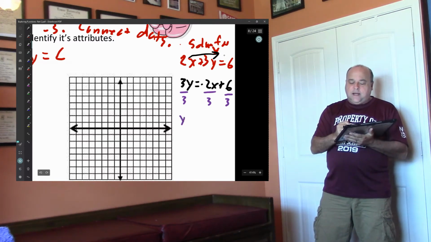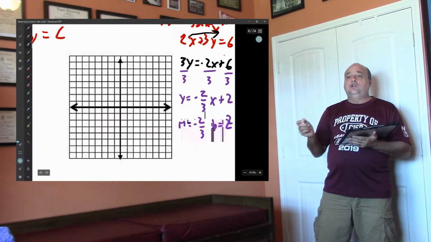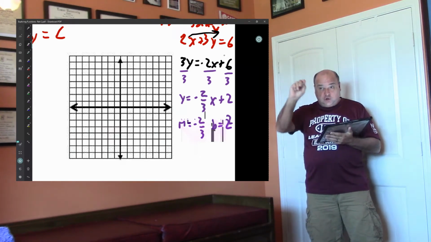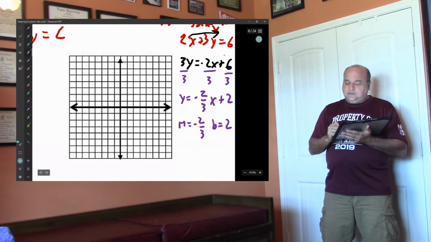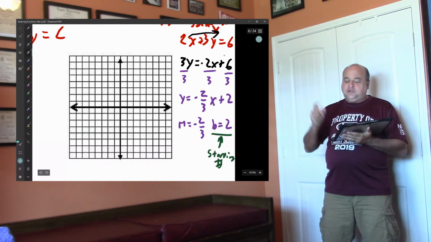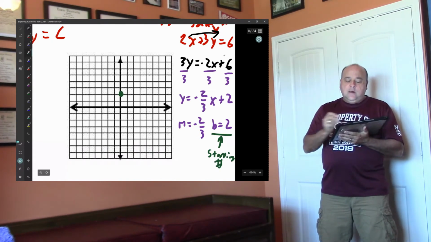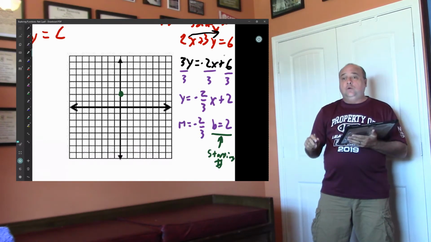I will end up with y equals -2 over 3x plus 2. That means my slope is -2 over 3 and my y-intercept is 2. Remember, the y-intercept will turn into the starting number when you start doing verbal equations. So we're going to start with 2, and we're going to start graphing with it. On the y-axis, I'm going to put a dot at 2. Now from that dot, not from the origin, I'm going to do the slope.